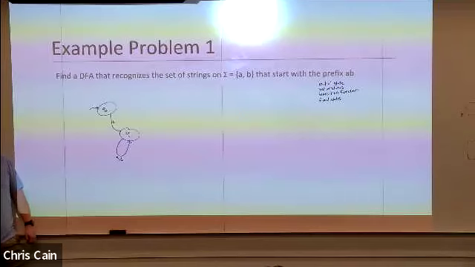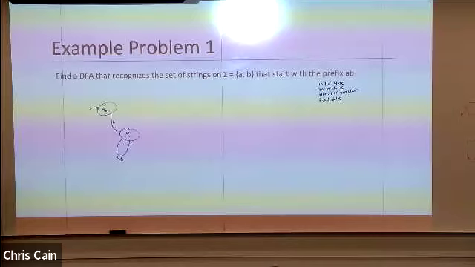Well, maybe not. What would happen if we looped from Q0 to Q0 on an A? That would be one other consideration. It's not the correct consideration, but why? If you started with two A's, it would accept the string. Well, that would be fine. We want the prefix AB to be what we accept, but what if the string was exactly AB? What would happen?